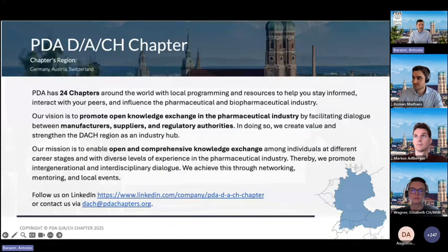The PDA DACH chapter is one of 24 regional branches of the PDA. The DACH chapter focuses on Germany, Austria, and Switzerland. And what we want to do is really to actively promote open knowledge exchange in the pharmaceutical industry by connecting manufacturers, suppliers, and regulatory authorities to really drive this open and comprehensive knowledge exchange. And all that in order to strengthen the DACH region as an industry hub.